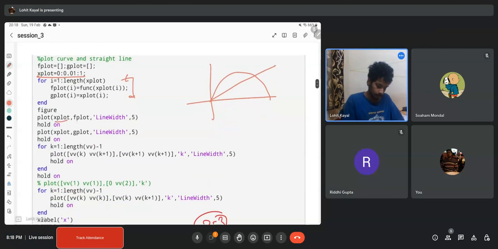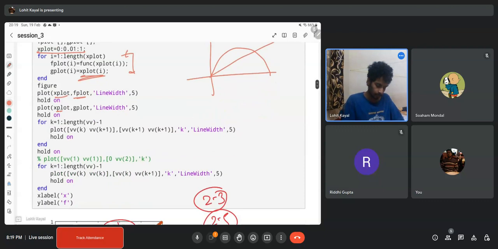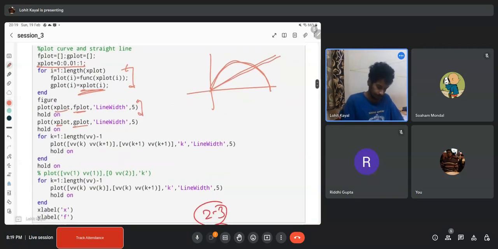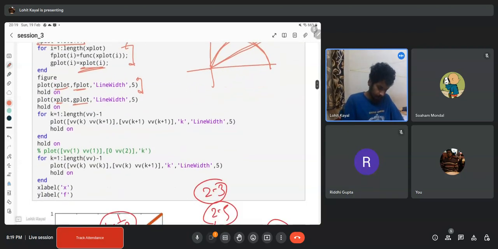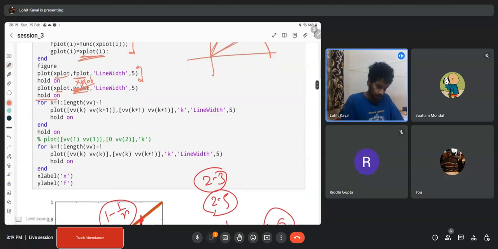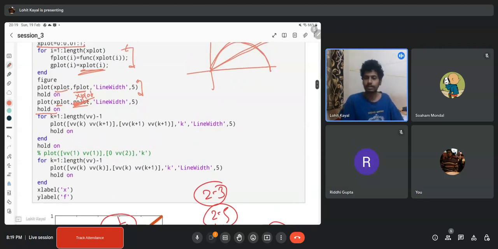Here x plot, f plot and g plot is just x plot, same. So this x plot f plot will draw the parabola, and x plot g plot will just draw the straight line. Okay, just change it to x plot. Okay, the same thing. So hold on, and here I am now drawing the straight line.